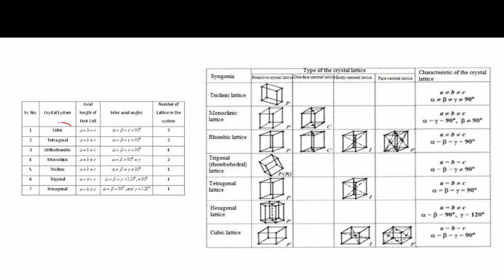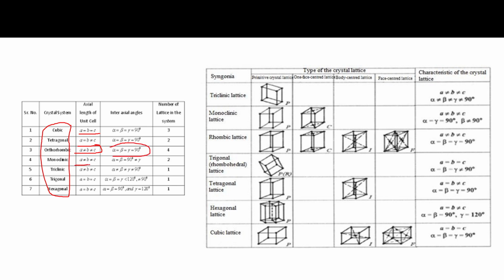So we have the 7 crystal systems: cubic, tetragonal, orthorhombic, monoclinic, triclinic, trigonal, and hexagonal. And for axial lengths, for cubic, A equal to B equal to C. But in tetragonal, A equal to B, but not equal to C. Orthorhombic, A not equal to B, not equal to C, but alpha, beta, gamma are all 90 degrees.